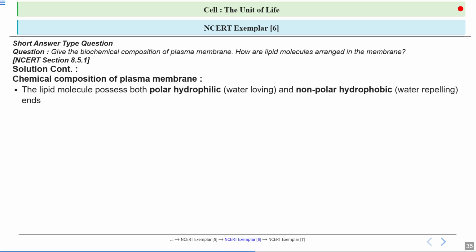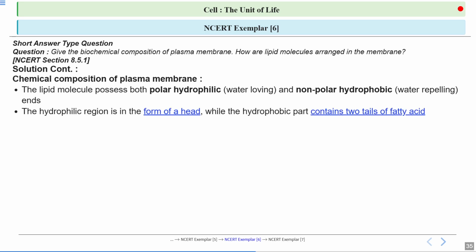The lipid molecule possesses polar and nonpolar regions. So it has two types of poles. One is hydrophobic in nature, that is water repelling. That is the tail part, right? And the head-like region is water loving.